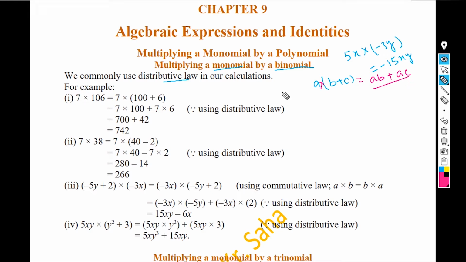Yes, when you have to multiply, suppose 7 with 106. Can you write 106 as 100 plus 6 and then multiply by 7? 7 into 100 is 700 and 7 sixes are 42. You can calculate 742 easily using this distributive property.